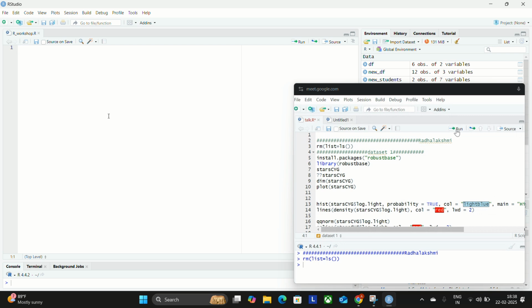So we will start with clearing all the memory. Now I'm starting afresh. That is why we are making use of the first code. Now for the data set that I'm going to use, the stars CYG data, I have to make use of a package, for which I am using the code install.packages of robustbase.